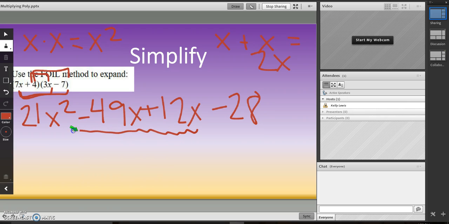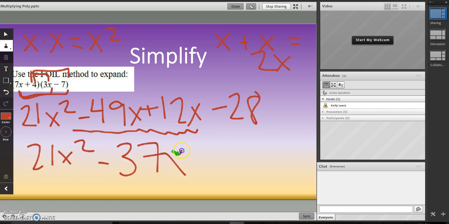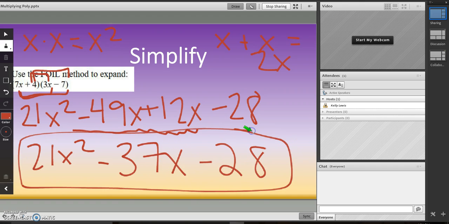Then right here, we have our like terms. So negative 49 and 12. So you owe me $49, but you have $12 in your pocket. You still owe me $37. And that's what we get. And remember, it really needs to be written in descending order. So squared, regular, and then the number.